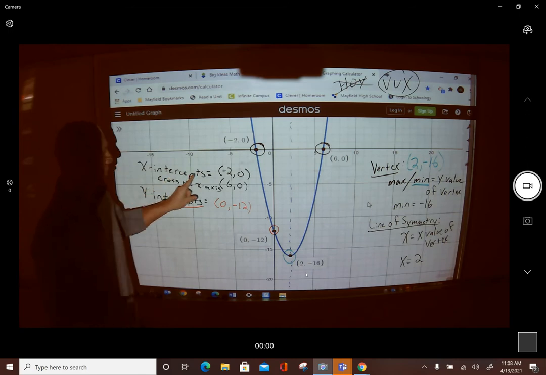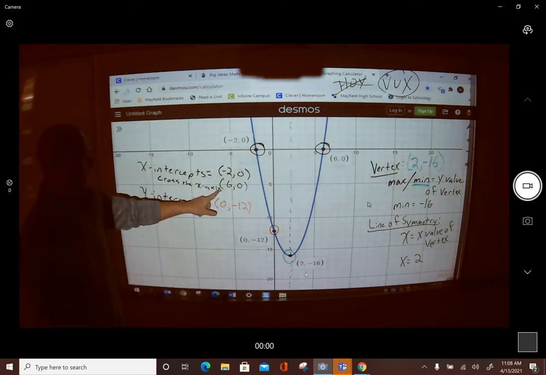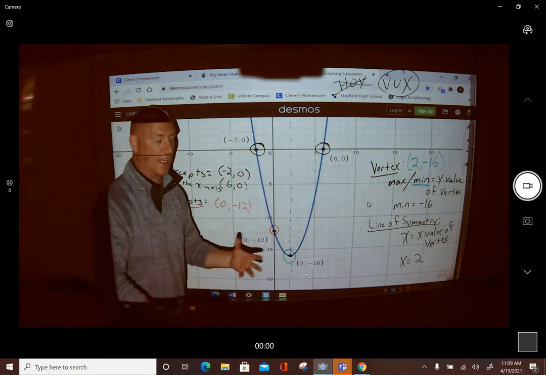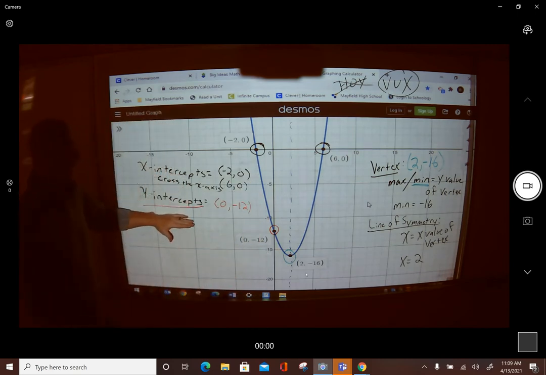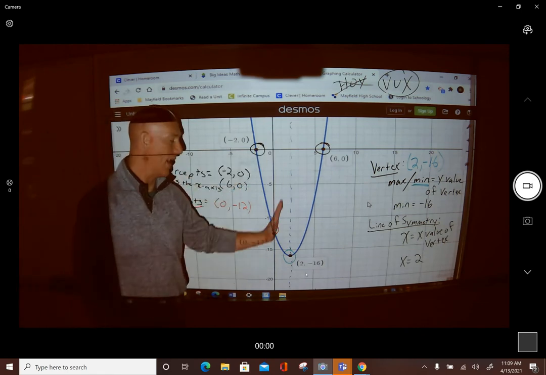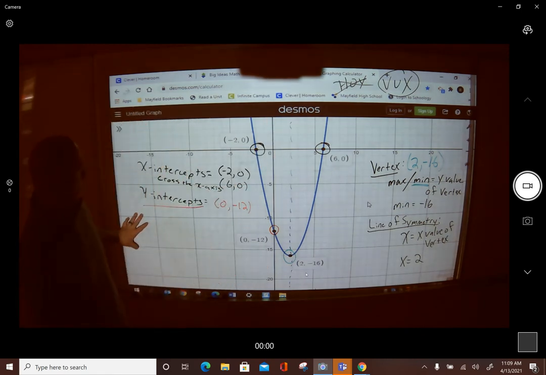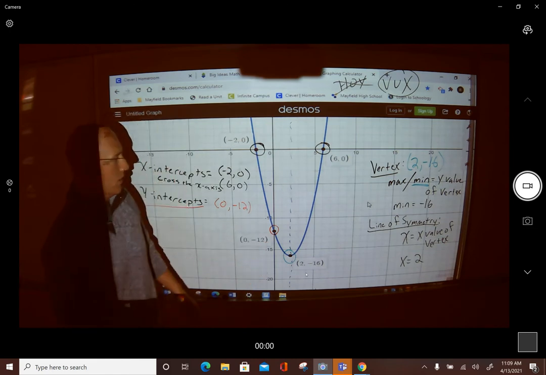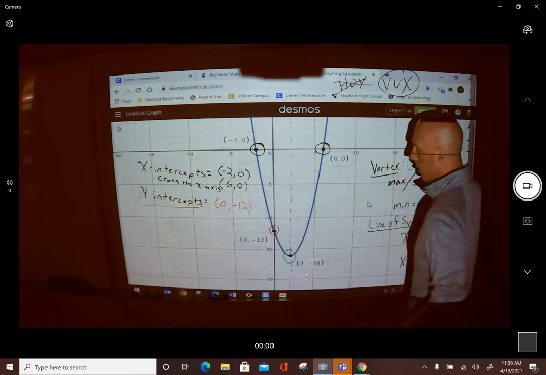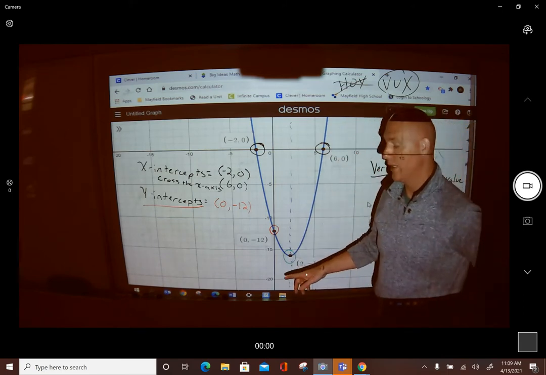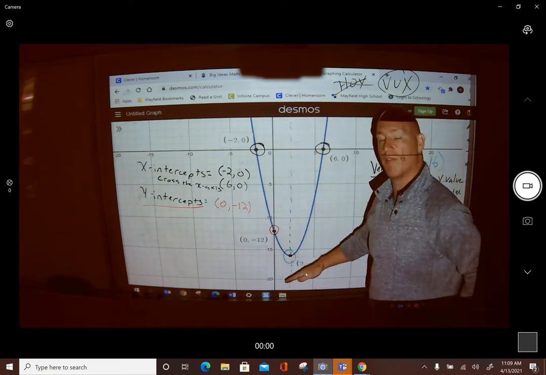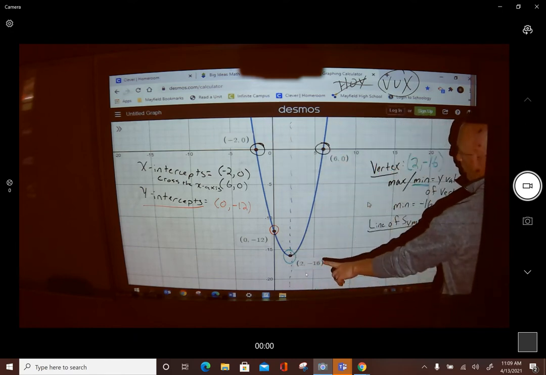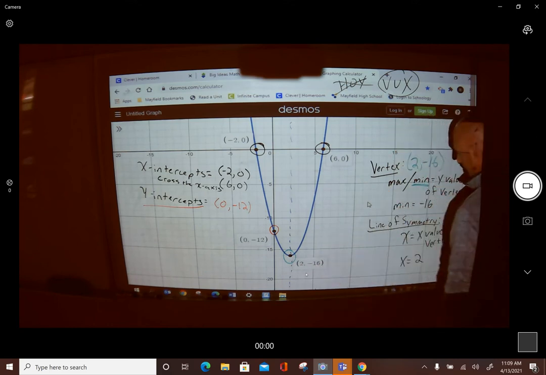But x-intercepts, where you cross the x-axis, give me the points. If they just ask for the number, sometimes it's fine. The computer will guide you. Y-intercepts, where you cross the y-axis. Okay? So the y-intercept is where you cross the y-axis, and this one is (0, -12). Next, we talked about the vertex. The vertex is the point where you either go to the very top of the parabola or go to the very bottom of the parabola. It's the point where the parabola turns. So we found our vertex was at (2, -16).